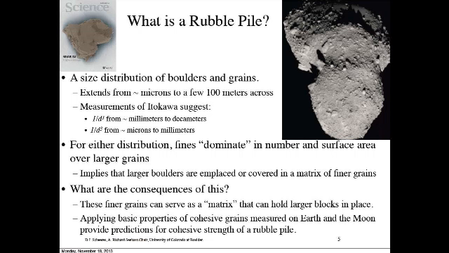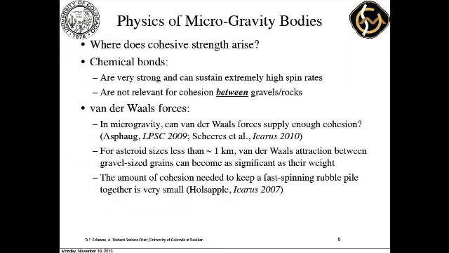For either of these distributions, the finest grains dominate in number and surface area over larger grains, but not in mass. But what it does imply is that larger boulders are either emplaced in or covered with, at some level, a matrix of finer grains. And what we've been looking at are the consequences of such a structure. In fact, these fine grains can serve as a matrix that holds larger blocks in place, and if we just apply basic properties of cohesive grains measured on the Earth and Moon, we can actually give predictions for the cohesive strength of a rubble pile.